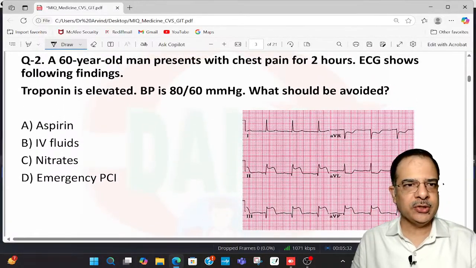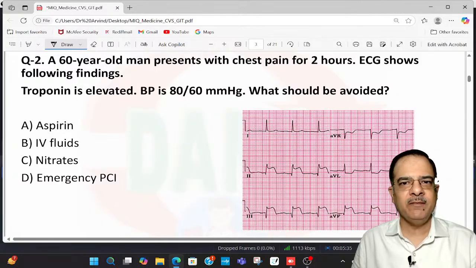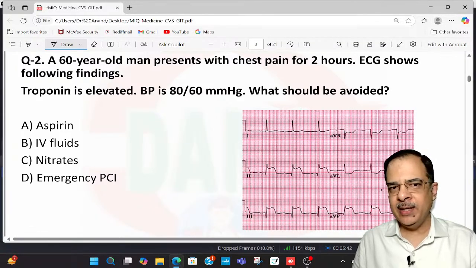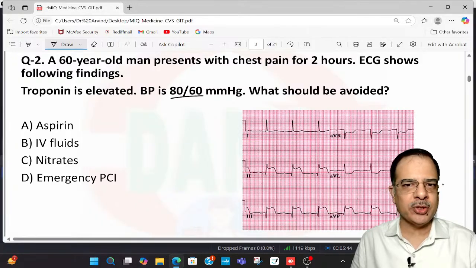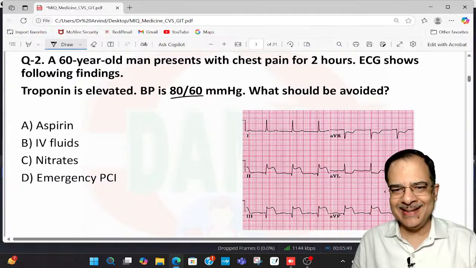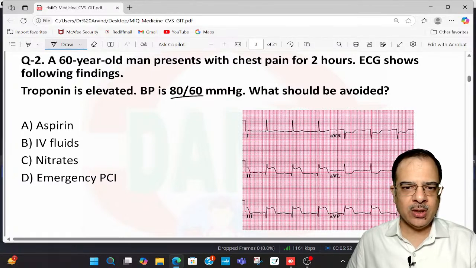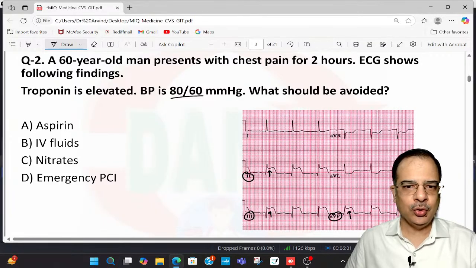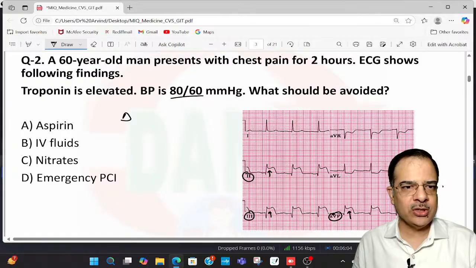Next question: a 60-year-old male presents with chest pain for 2 hours. ECG shows the following findings. Troponin is elevated, BP is 80/60. Look at the blood pressure, it is low. What should be avoided in this patient? First let's see which wall MI this is. In this you can see in leads 2, 3 and aVF there is ST elevation. So 2, 3, aVF ST elevation means the diagnosis here is inferior wall MI.